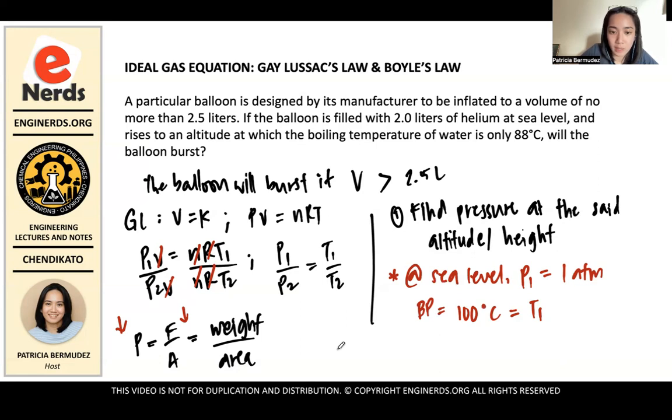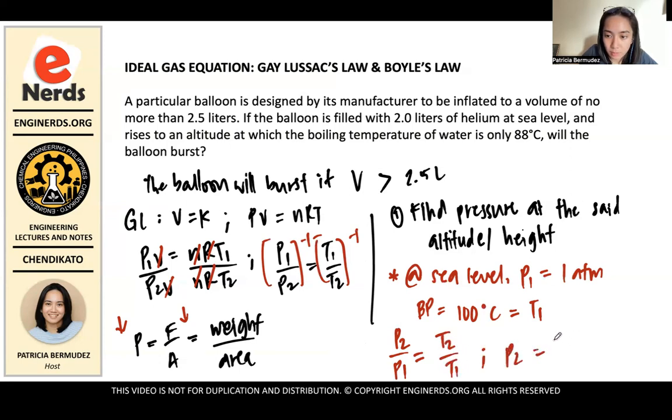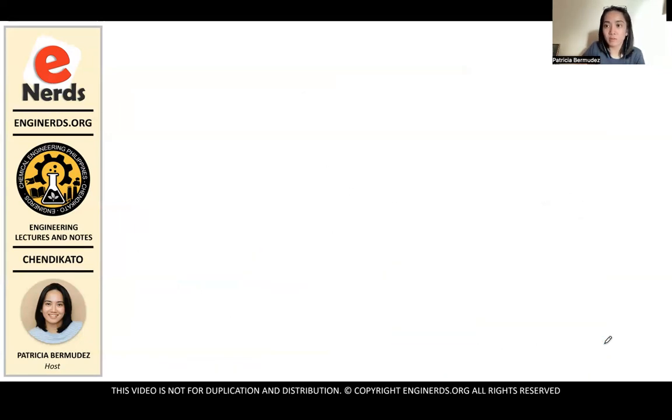And then ang hanapin natin ay T2, right? So we can take the inverse of this again. So we have P2 over P1 is equal to T2 over T1. So yung P2 natin is equals to P1 times T2 over T1. So we just substitute that here. But first, we have to convert Celsius into Kelvin kasi we cannot take the ratio. We cannot put Celsius into a fraction kasi they are not absolute temperatures.